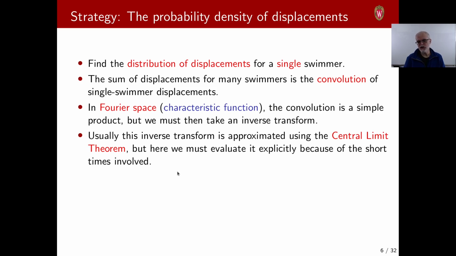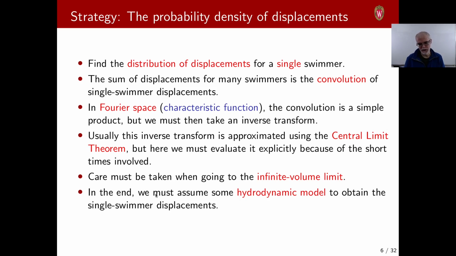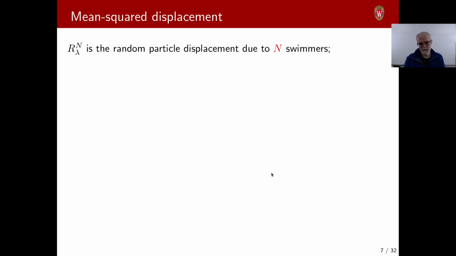But here, the experiments actually take place over a much shorter time than the central limit theorem is allowed to act. And so therefore, we're going to see large deviations from a Gaussian distribution in our calculations. Care must be taken when going to the infinite volume limit to do it properly, actually. There are some convergence issues that one has to be careful about. And in the end, you have to assume some kind of hydrodynamic model for how the particles are being displaced. That's our drift function.